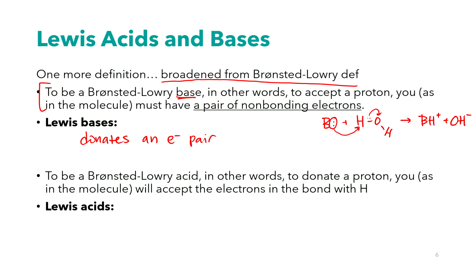On the flip side, if we are looking at an acid to donate a proton, again, we're starting with our Bronsted-Lowry definition. If you're going to donate a proton, that means you are keeping the electrons. So that's what water did up here. Water acted as the acid, and it kept the shared electrons in that OH bond. So it accepted an electron pair. So Lewis acids accept an electron pair.